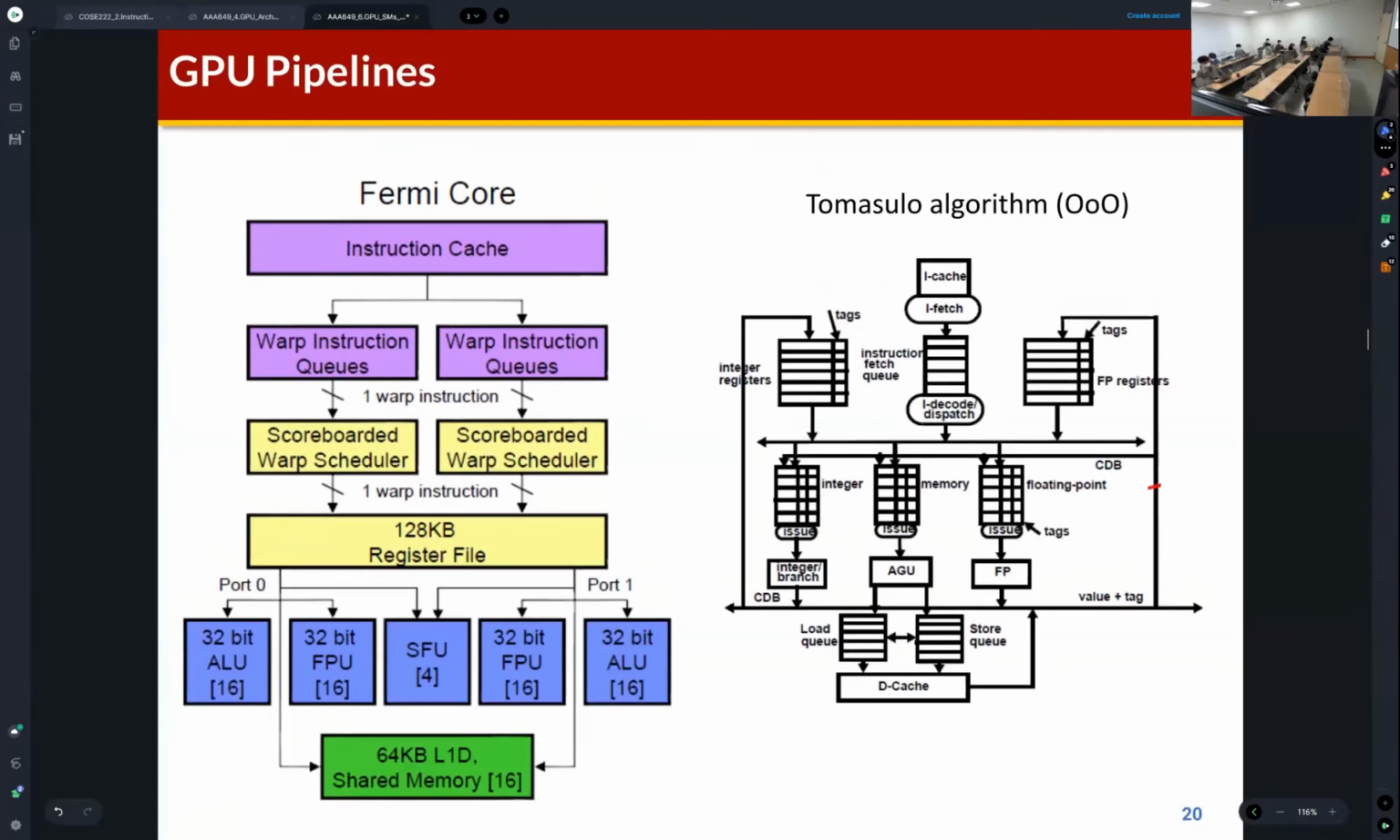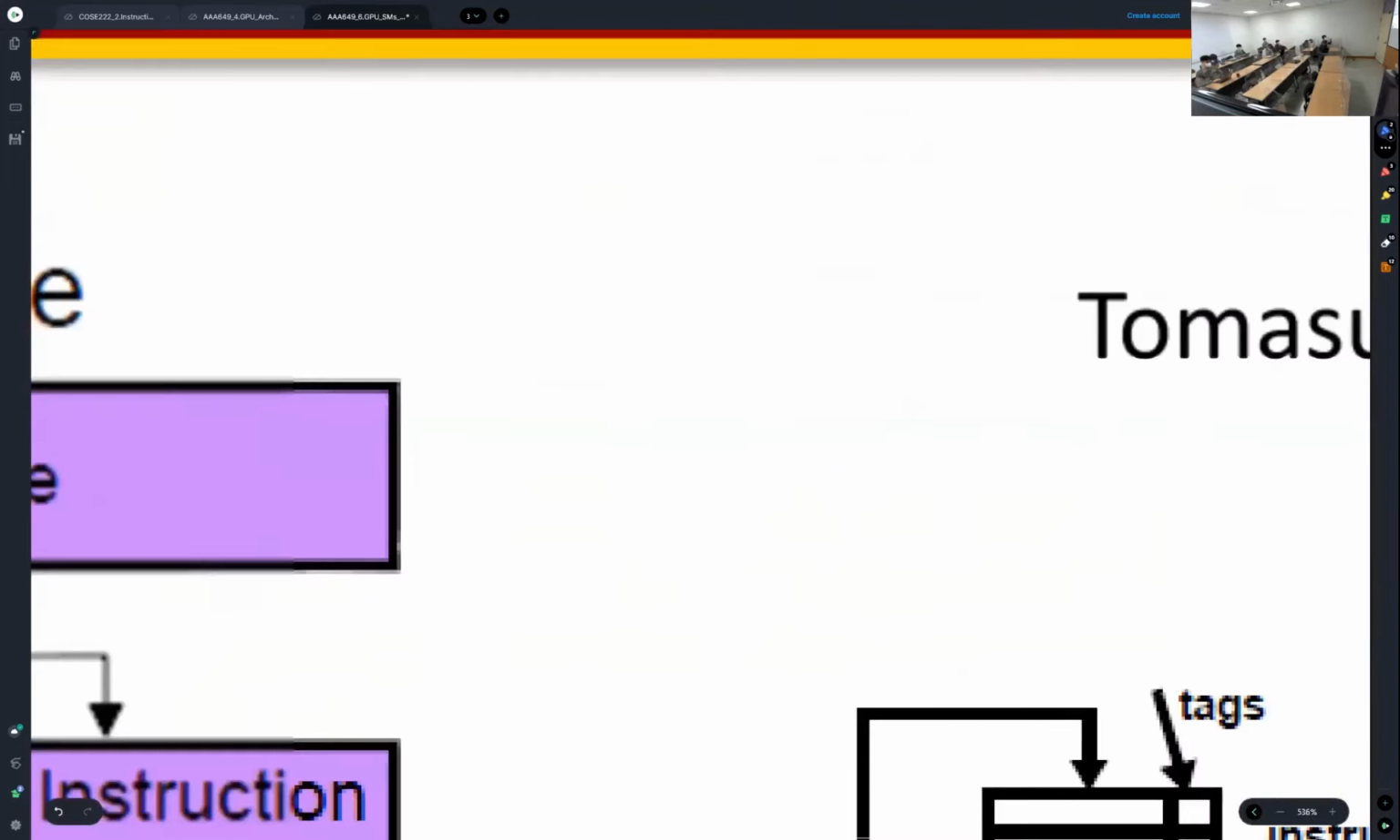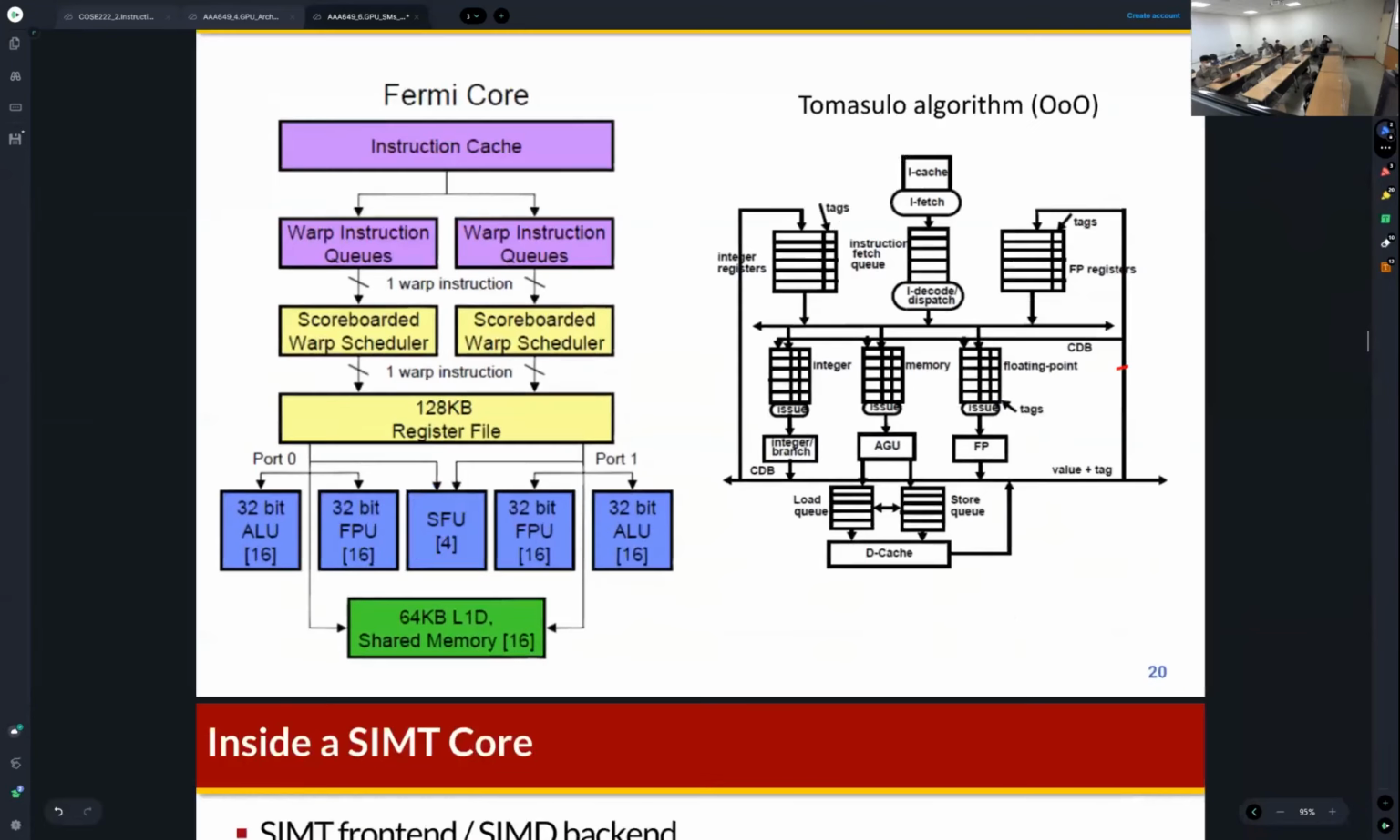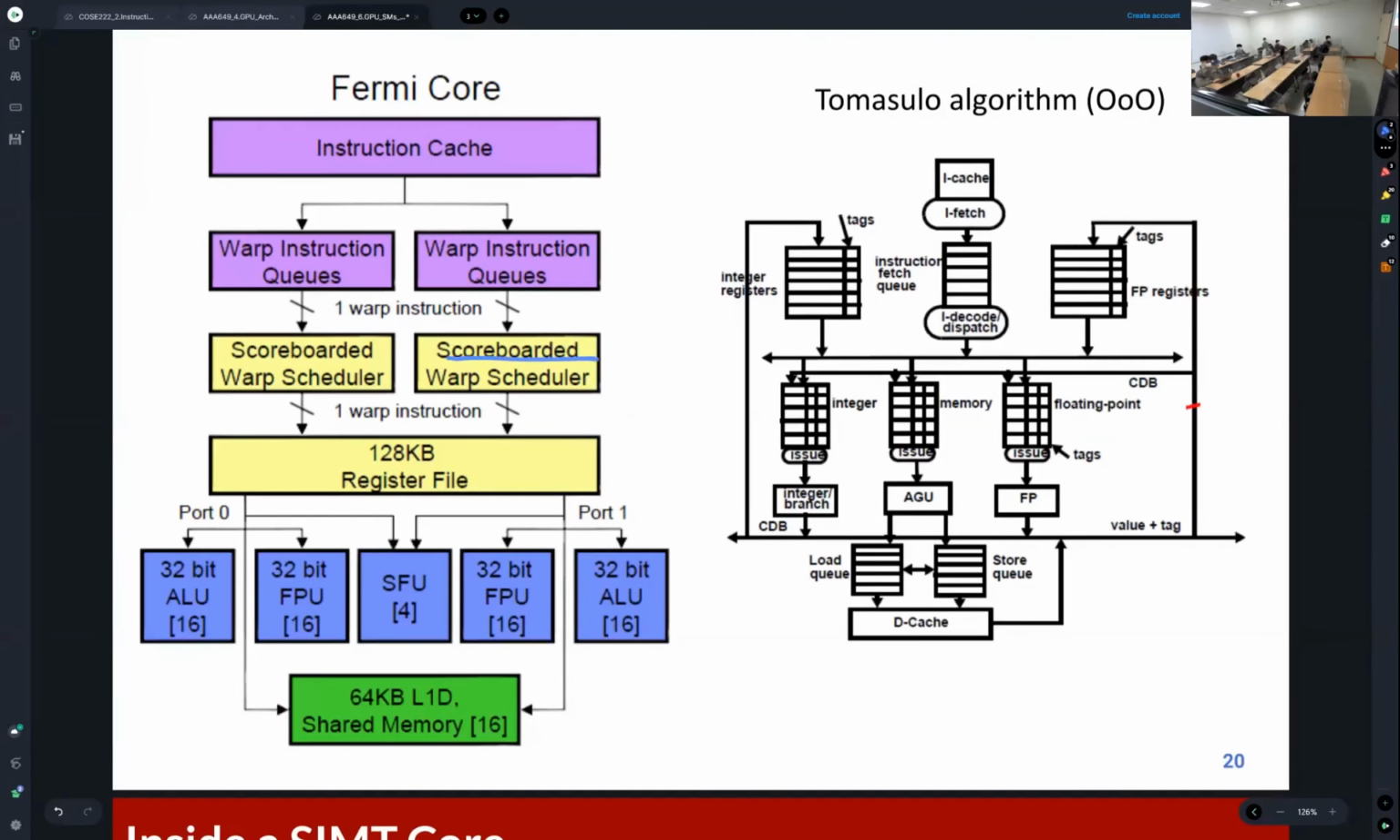So this figure compares the GPU architecture, the stream multiprocessor architecture, and the out-of-order processor architecture of the CPU. I repeatedly explain this, so I hope you can distinguish the different architectures of the CPU and GPU. Also, you can find the scoreboard here.